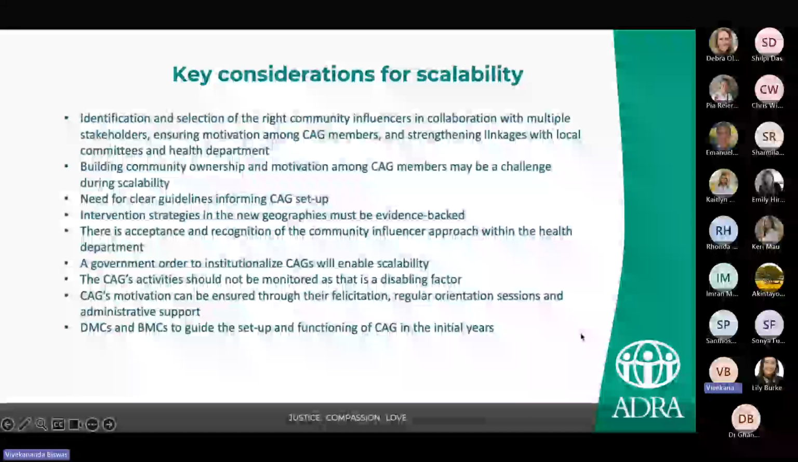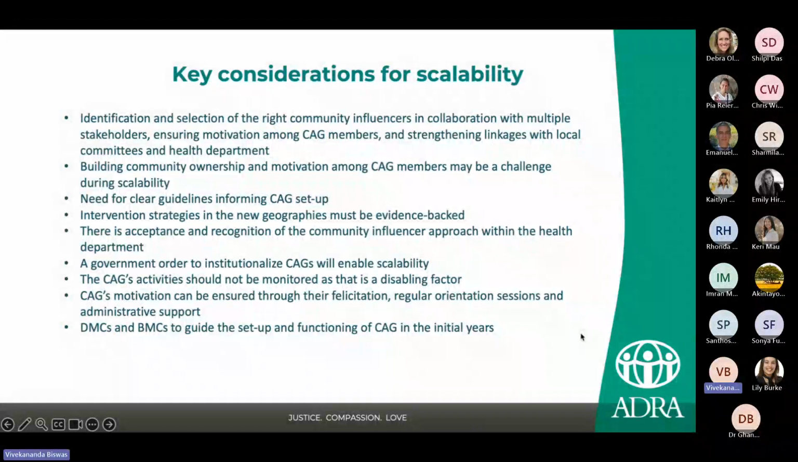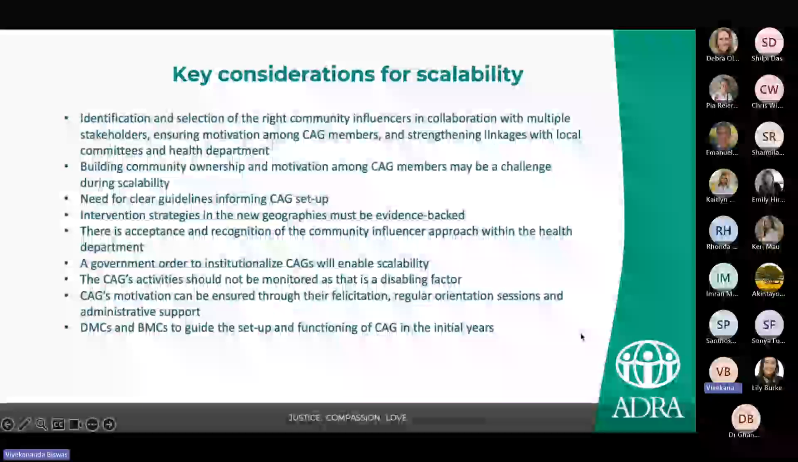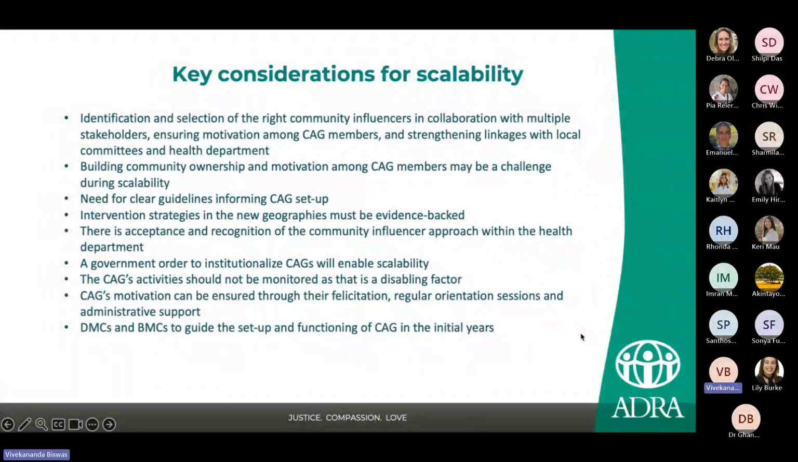The need for clear guidelines informing the CAG setup: who will do what, how frequently they will meet, and what kind of discussion will happen. And of course, time-to-time orientation, because these influencers may not be aware of the government health programs or their need, and to whom they should approach. So at the beginning, this kind of orientation is very much needed.